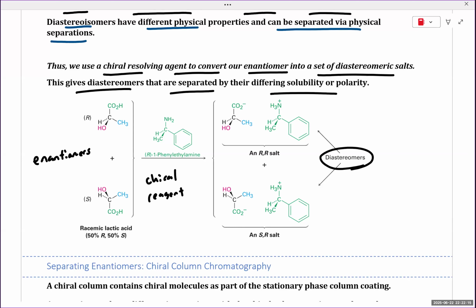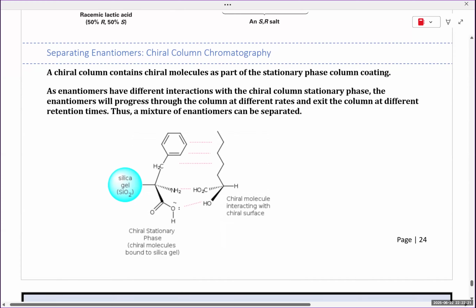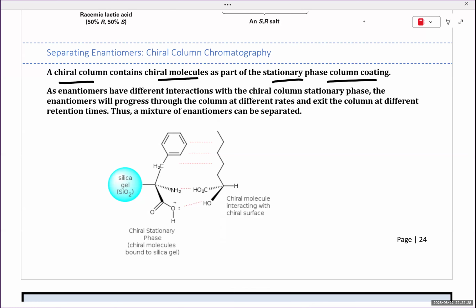Now, if you don't want to do that, there is another method to separate enantiomers, and that is chiral column chromatography. A chiral column contains chiral molecules as part of the stationary phase column coating. As enantiomers will have different interactions with the chiral column, the enantiomers will progress through the column at different rates and exit the column at different retention times. Thus, a mixture of enantiomers can be separated.